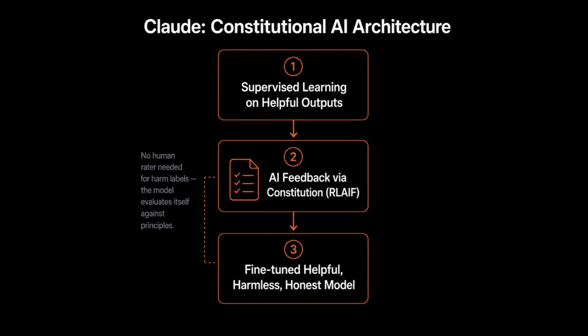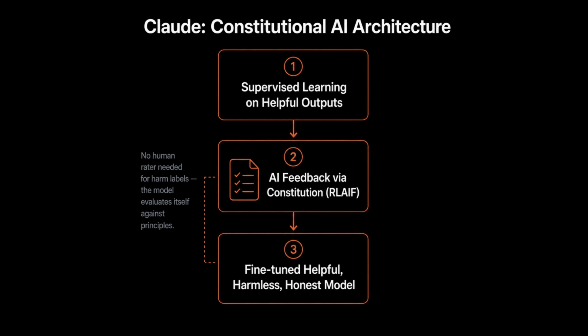Claude takes a different approach to alignment than RLHF, and this is probably the most architecturally interesting design decision Anthropic made. It's called constitutional AI, or CAI. The core idea is that instead of relying purely on human labelers to label what's harmful and what's helpful, Anthropic gives the model a set of principles, like a constitution, and has the model critique and revise its own outputs according to those principles. So the alignment signal comes from AI feedback rather than purely human feedback.